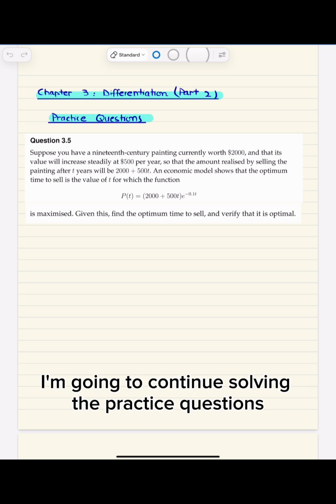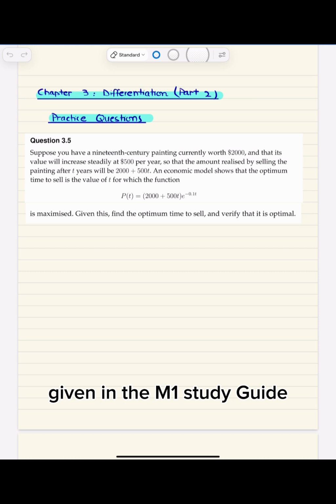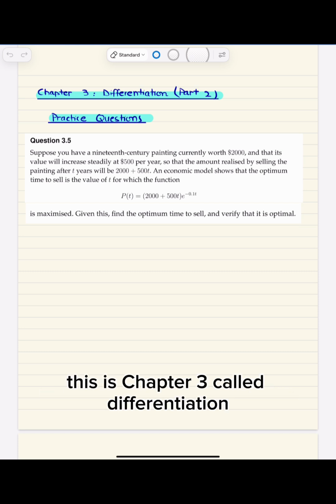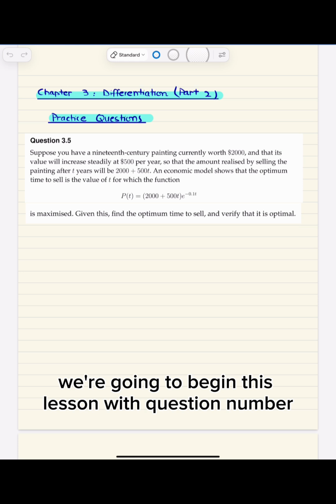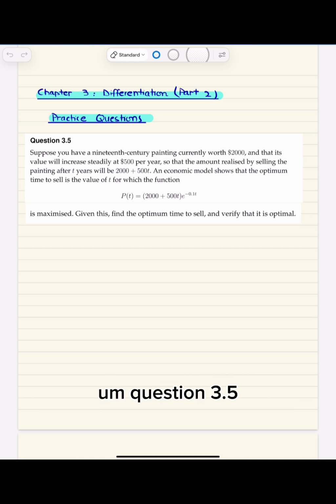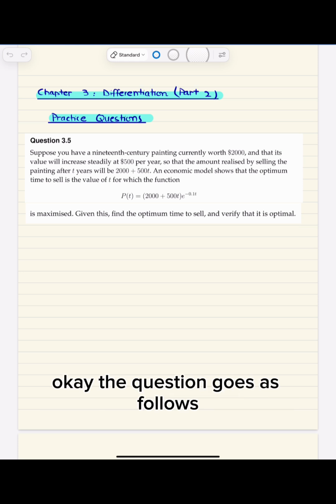In this lesson, I'm going to continue solving the practice questions given in the M1 study guide given by University of London. This is chapter 3 called Differentiation, and we're going to begin this lesson with question 3.5. Okay, the question goes as follows.